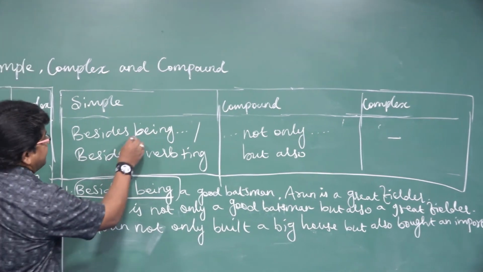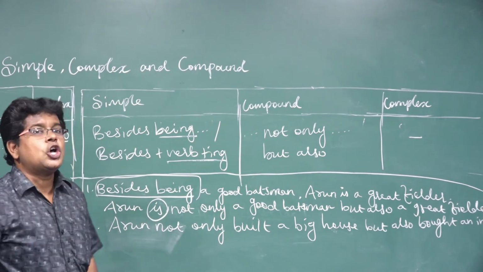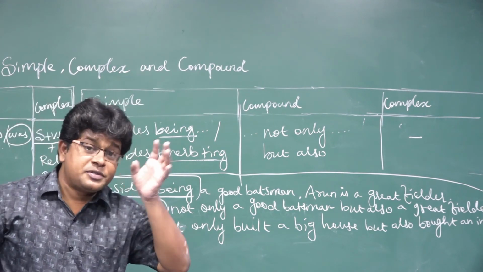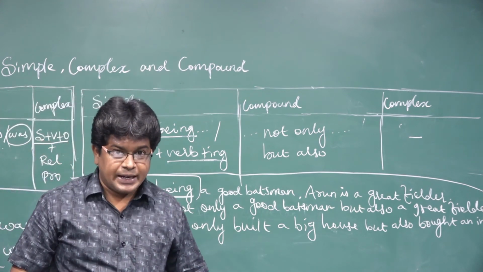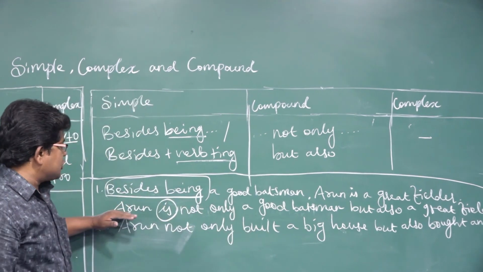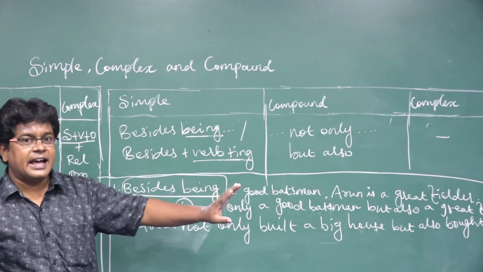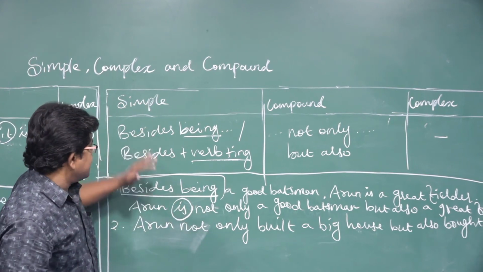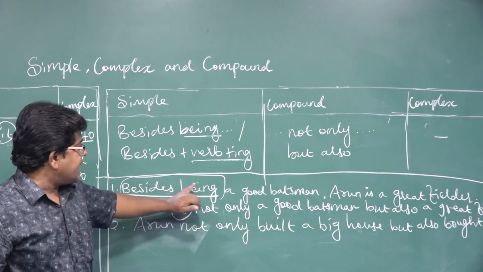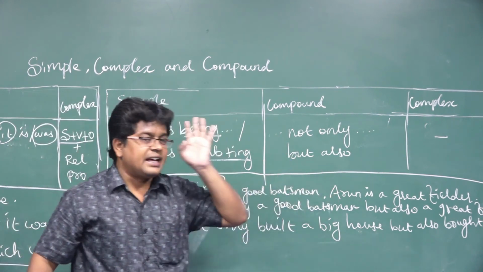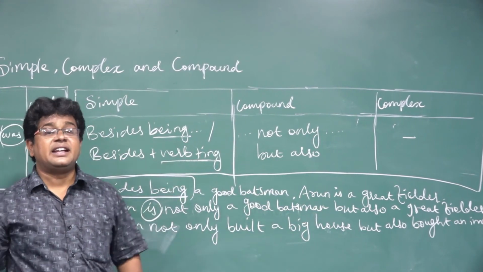You may ask, sir, why are we using being, verb plus ing? See, is, am, are, or be verbs. If there is a be verb in the sentence, we have to use be plus ing, that is being. So if they ask for the sentence Arun is not only a good batsman but also a great fielder, how will you write? Besides, you have to write being. You should not write verb plus ing. They have given the verb is. Besides being a good batsman, Arun is a great fielder. In a simple sentence, you should not use also. Arun is a great fielder, that's all.